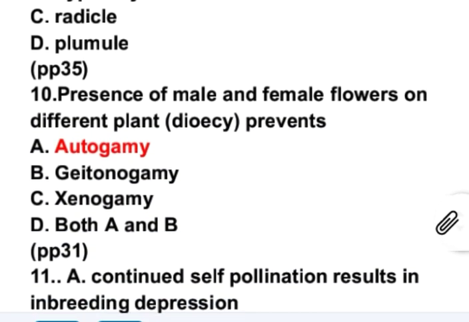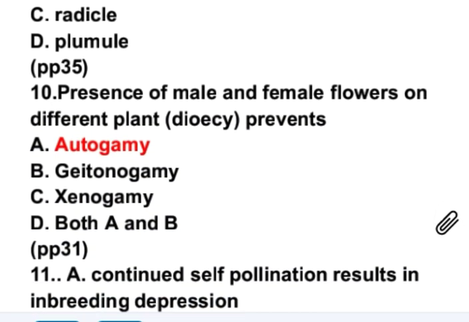Next question is, presence of male and female flowers on different plants prevents. If the male and female flowers are present on different plants, then it prevents autogamy. It prevents self pollination, and it also prevents geitonogamy. So our answer will be A. It prevents the autogamy.